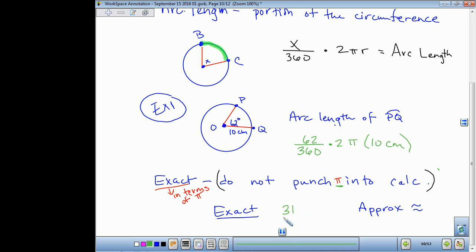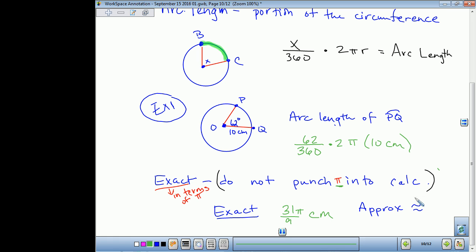So my answer is 31/9 pi, or 31 pi over 9. And what was my unit? Centimeters. Now, that is the exact answer. So I take that fraction, I put in the pi. So to find the decimal approximation, since I have that fraction in my calculator already, all I have to do is hit times pi.